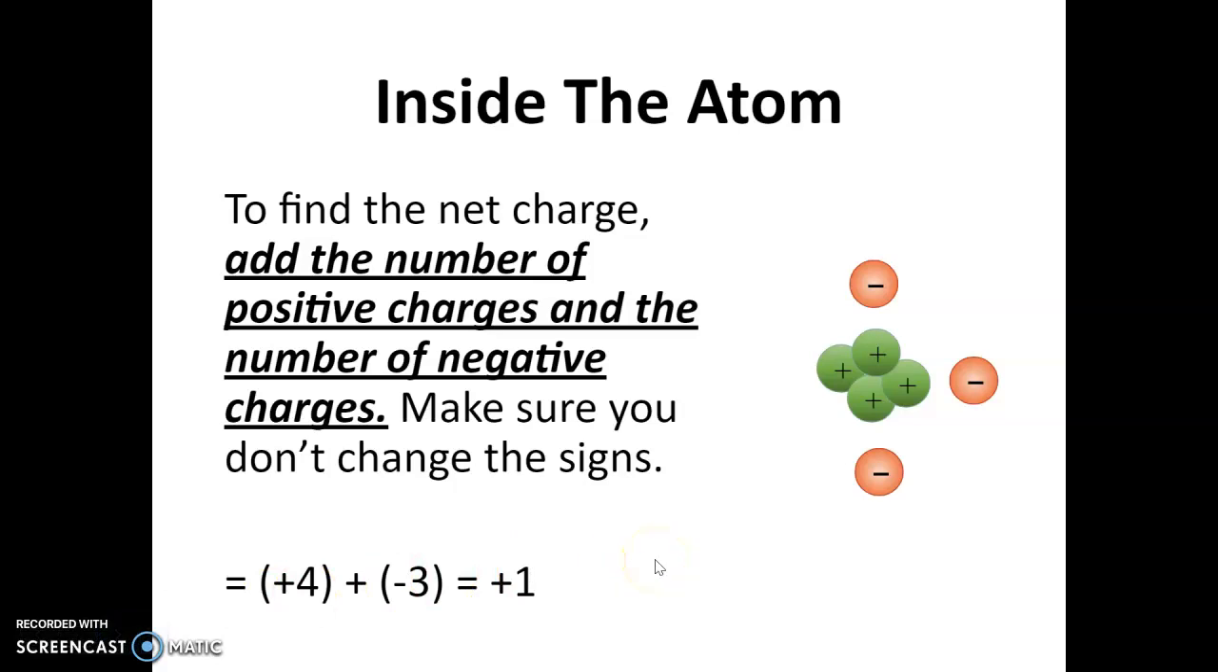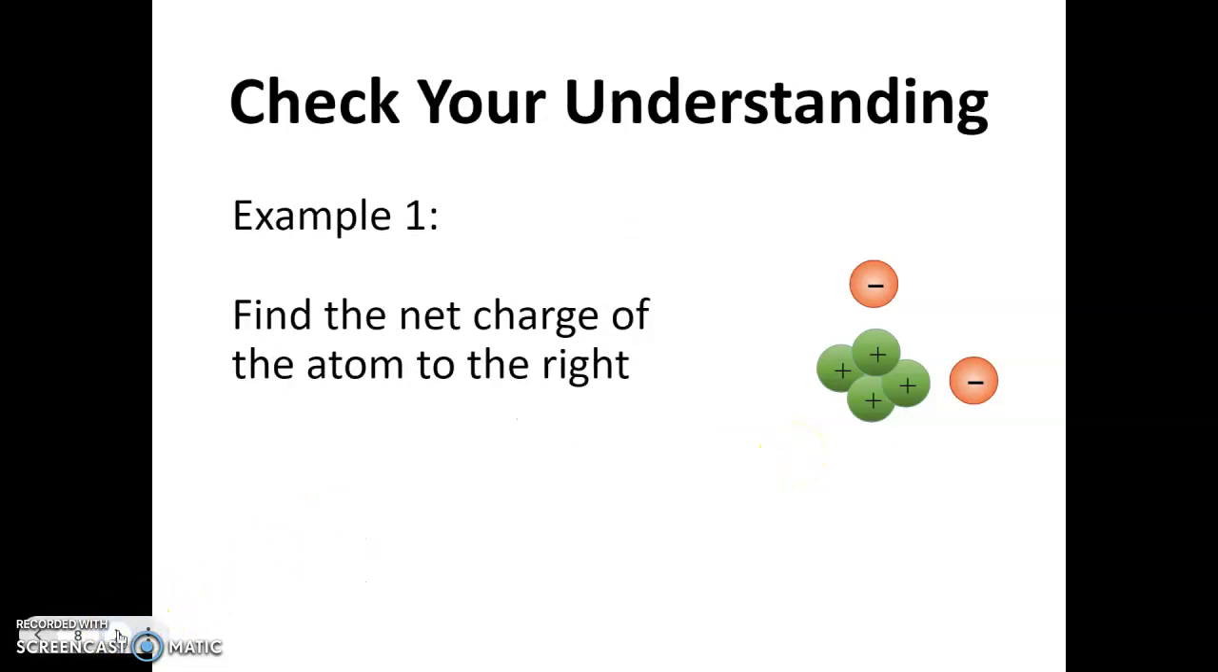So to find the net charge of an atom, you just add the number of positive charges and the number of negative charges, and you want to make sure you keep your signs the same, whether it's a positive or a negative. So in this example, in this image, we've got a positive of 4, so 4 plus, and then we've got 3 negative electrons, so 4 protons and 3 electrons. So plus 4 plus -3 will give us an overall charge of +1. So the charge on this particular atom of the element would be +1. Okay, so that ion would be positively charged.